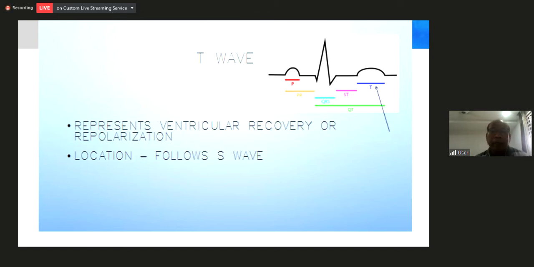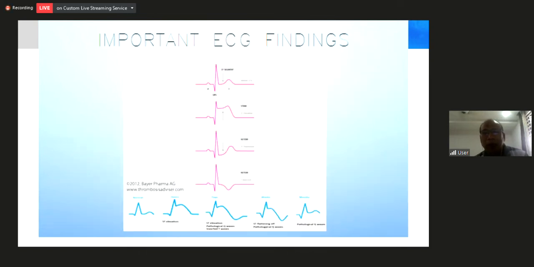Again, the T wave represents ventricular recovery, or repolarization, coming from the outer to the inner, and it follows the S wave. If the S wave is broad, meaning the QRS is broad, it means the conduction within the myocardium is not good. That's why you have a broad QRS complex, or it may be coming from an aberrant pathway because of left bundle branch block or right bundle branch block, or maybe the muscle is hypertrophic. Next slide, please.